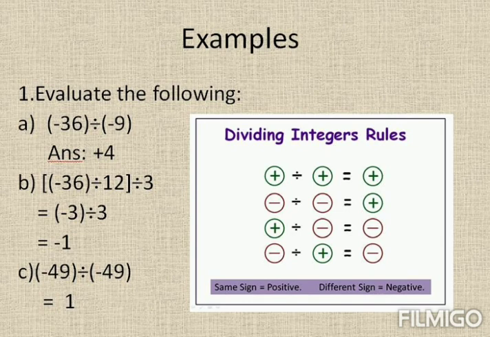Let us consider minus 36 divided by 12, then divided by 3. First we have to complete the bracket operation. If we divide minus 36 by 12, minus 3 is our answer since the integers are of different sign. After that we have to divide it again by 3. Here also the integers are of different sign. So the answer will be minus 1. Okay. The third one is minus 49 divided by minus 49. Here both are the same sign. So the answer will be positive. 49 by 49 is 1. So the answer is plus 1.